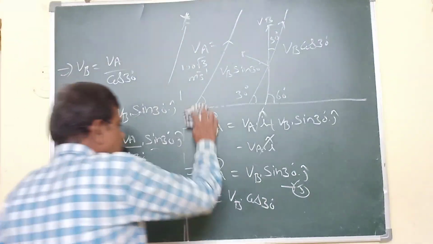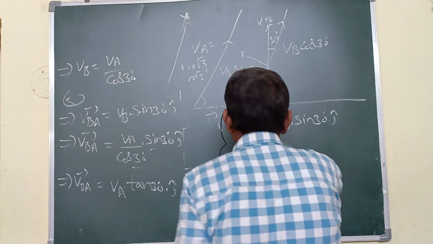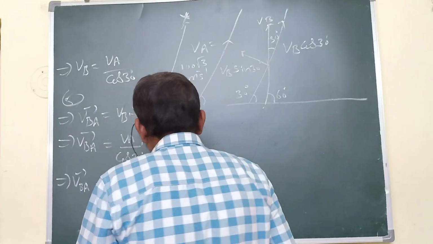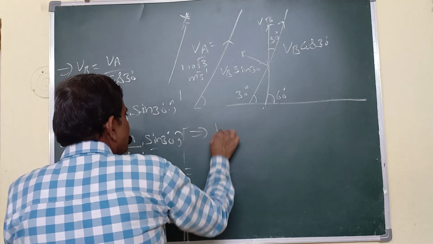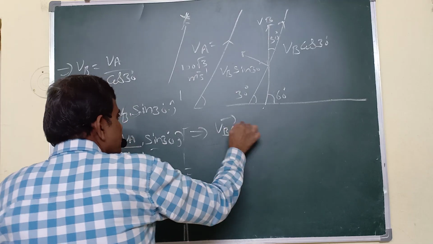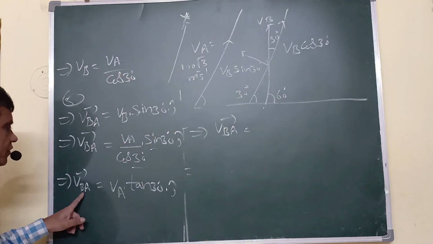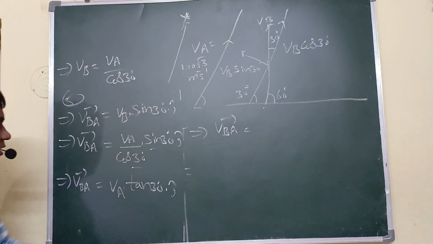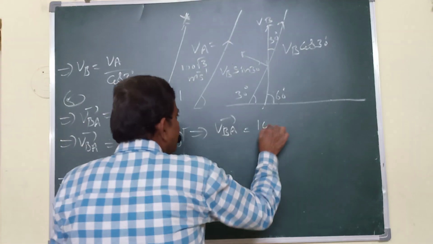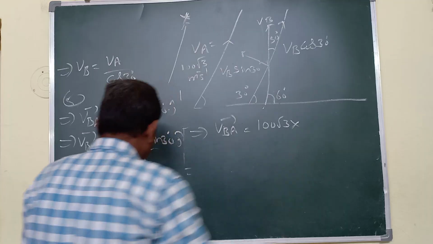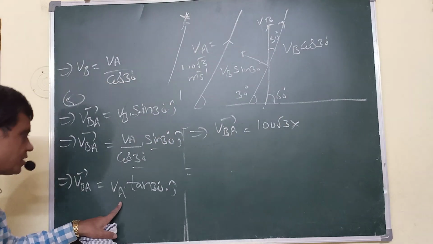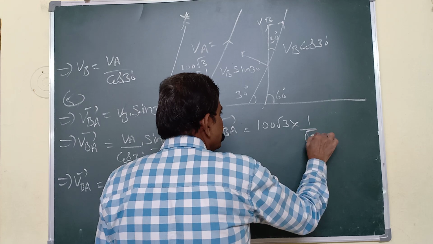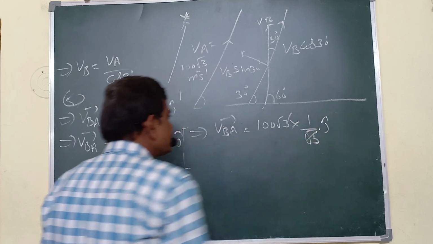Now VBA. What about VBA? VA into tan 30. What is the VA value? 100 root 3. Right? VA value 100 root 3, into tan 30, 1 by root 3, into J. Root 3 cancel.